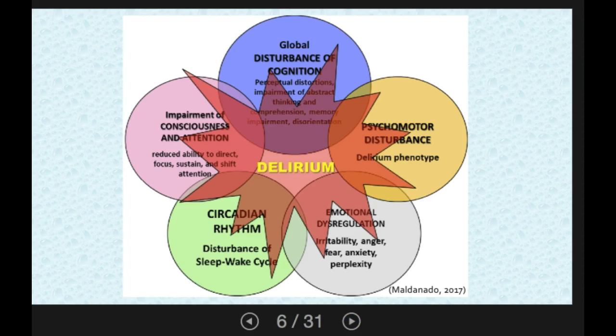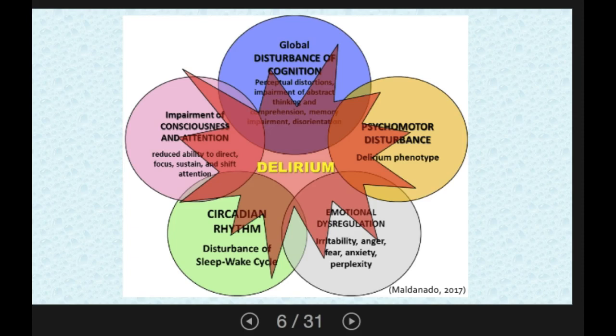So on this slide, there is a visual representation of the core diagnostic characteristics of delirium. The patient that becomes delirious will have psychomotor disturbances, and you'll see that with repetitive, purposeless movements. They will also have emotional dysregulation. They're often irritable, angry, very anxious, and fearful that people are trying to hurt them.